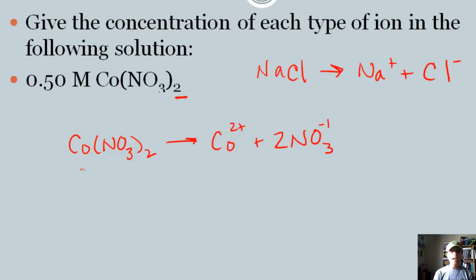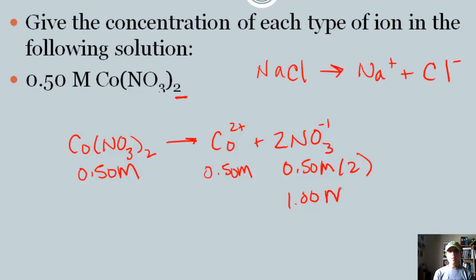So what that means is that if I have 0.5 moles of cobalt(II) nitrate, because this is 1 to 1 with the cobalt, I have 0.5 moles or molarity of the cobalt, but because it's 1 to 2 with the nitrate, I need to take my molarity times 2, so that's actually going to give me 1 molar of the nitrate ions.